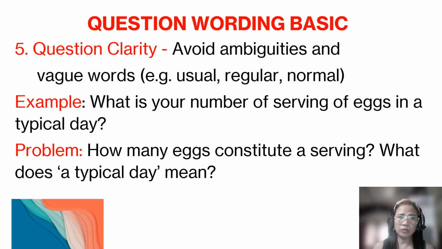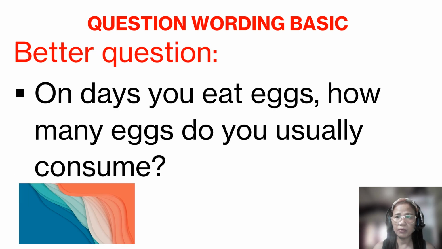Okay? So question clarity. Avoid ambiguities and vague words. Avoid using the words usual, regular, or normal. Example, what is your number of servings of eggs in a typical day? What's the problem with the stem of the question? How many eggs constitute a serving? What does a typical day mean? So it is vague. It raises a lot of questions in the minds of your respondents.